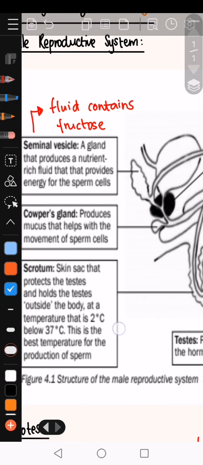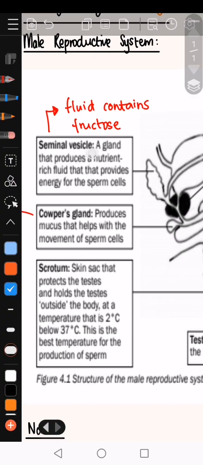4 accessory glands. One of the first ones let's look at is your seminal vesicle, which is the structure over here. Right, that structure over there. Now that structure is a gland, as it says here, a gland that produces a nutrient-rich fluid that provides energy for the sperm cells. Now this fluid normally or always contains fructose, the main substance in this nutrient-rich fluid.